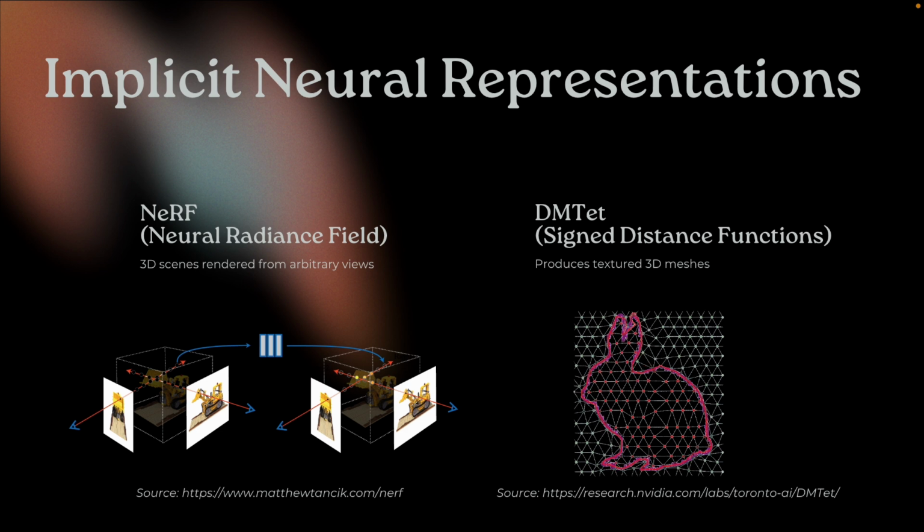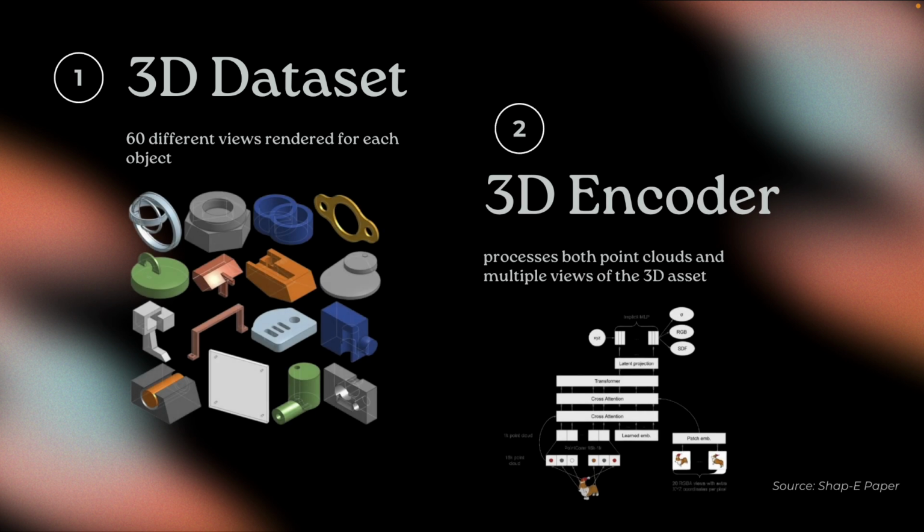To train Shap-E, the model relies on a vast dataset of millions of 3D assets paired with text captions and point clouds. For each object, 60 different views were rendered to capture all angles, ensuring more detailed outputs. Shap-E's 3D encoder plays a crucial role here. It processes both point clouds and multiple views of the 3D asset, then outputs parameters for a neural network that represents the 3D shape. The encoder feeds this data into a diffusion model for further refinement.